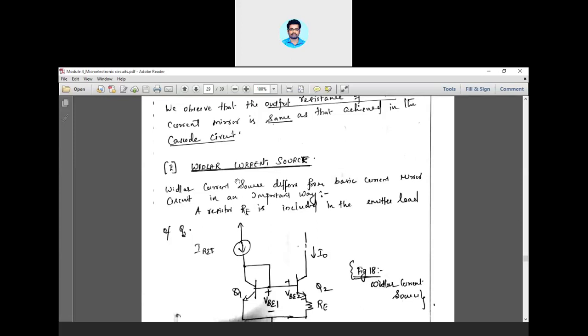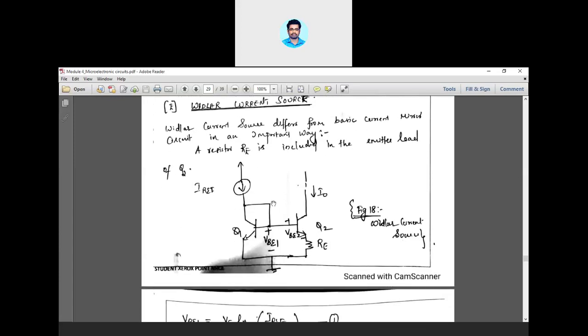So if at all I require an output current which is different from the reference current, then I am no longer using a mirror circuit. Instead of a mirror circuit I will be using a current source circuit. Got the difference between current source and current mirror? A current mirror will always steer the output current which is the same as the input or reference current, but a current source will be able to produce any desirable amount of current based upon the reference current. That is the difference.